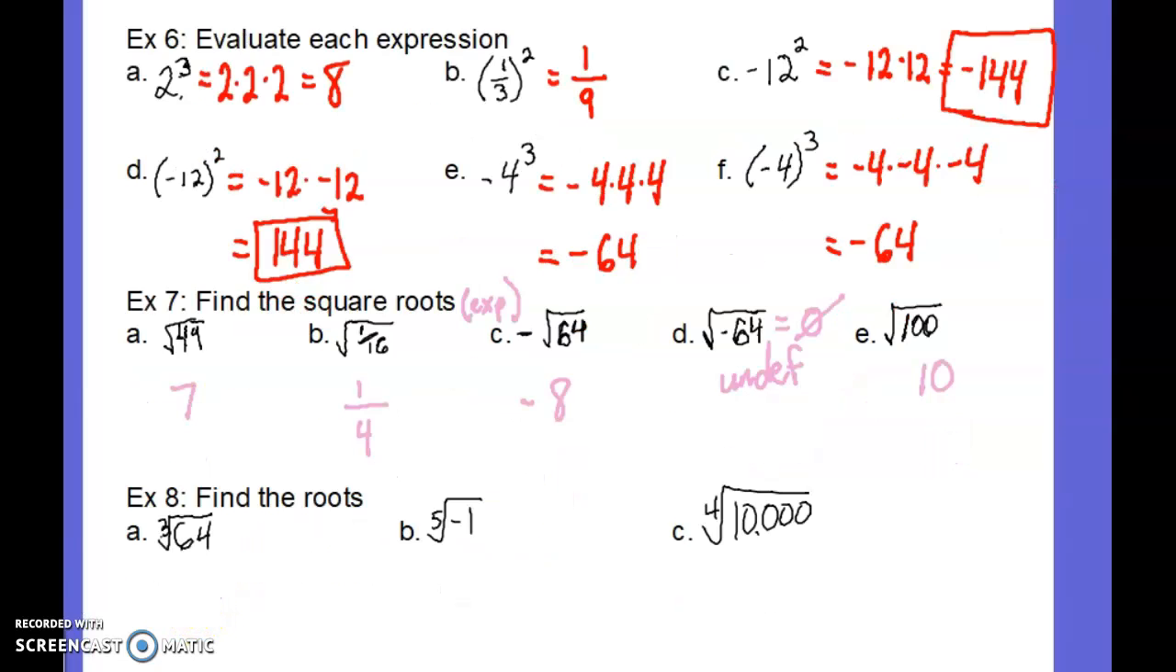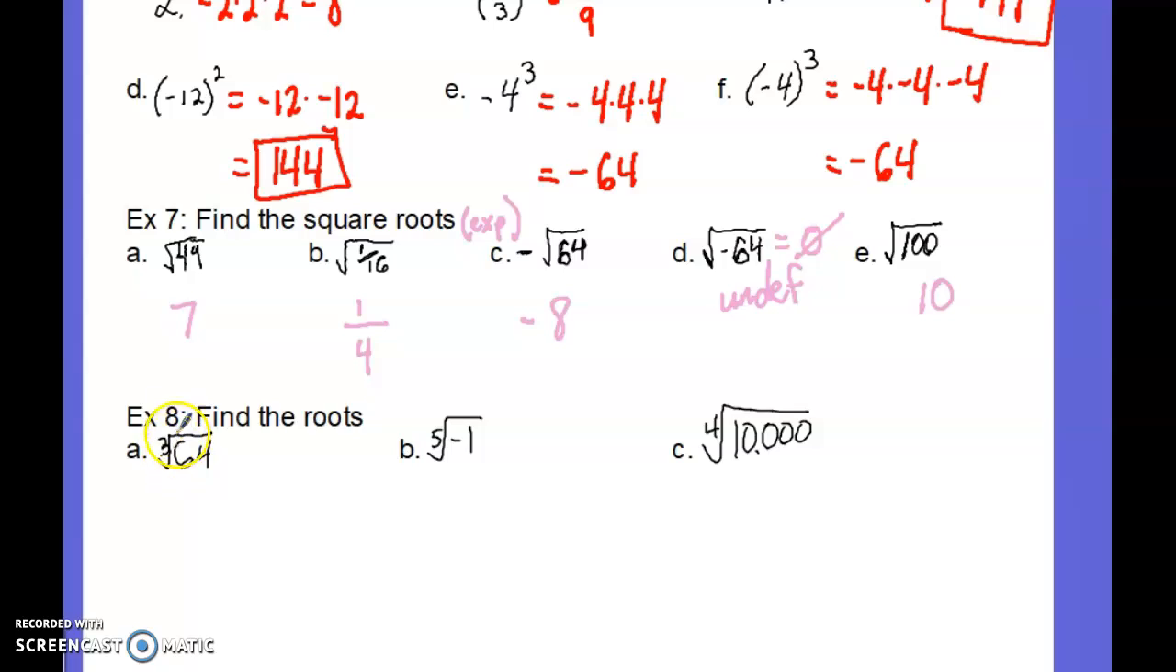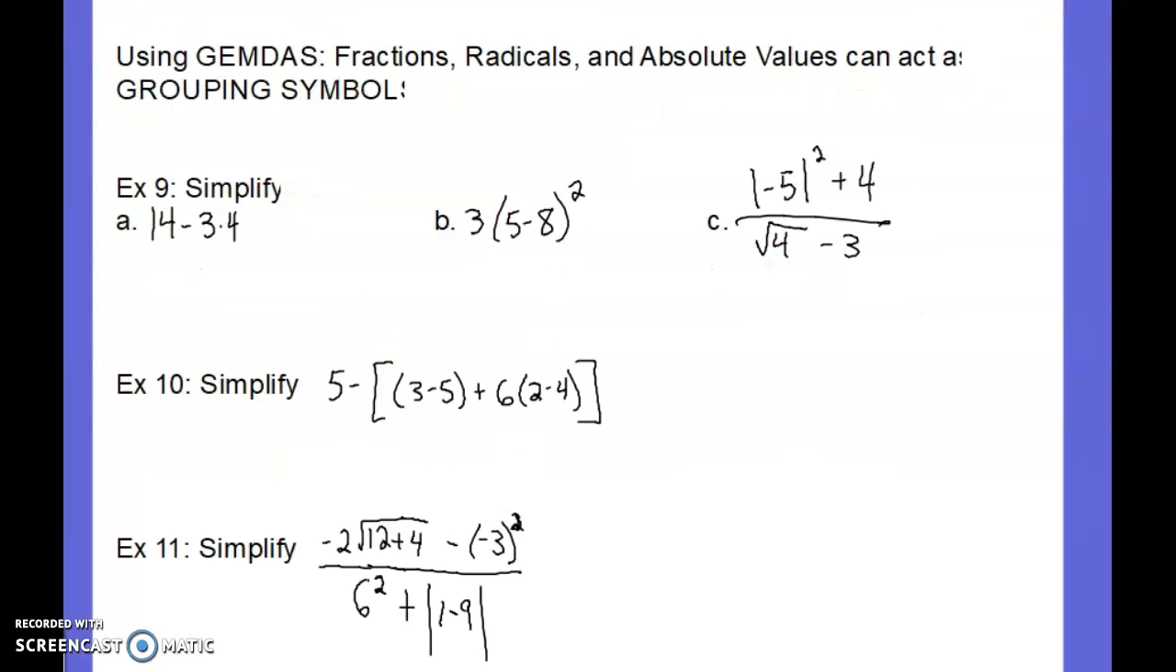So exercise 8 is saying, well, what times itself 3 times will give me 64? And there's a way to use your calculator for this. But yeah, it's 4. Now, with an odd root, it's okay to be negative because you can do negative 1 times negative 1 times negative 1 times negative 1 times negative 1 will still give you a negative 1. And so we're good there. And then the fourth root of 10,000 is 10. So play around with your calculator, see if you get my answers to match up. Reach out to me if you're still confused.